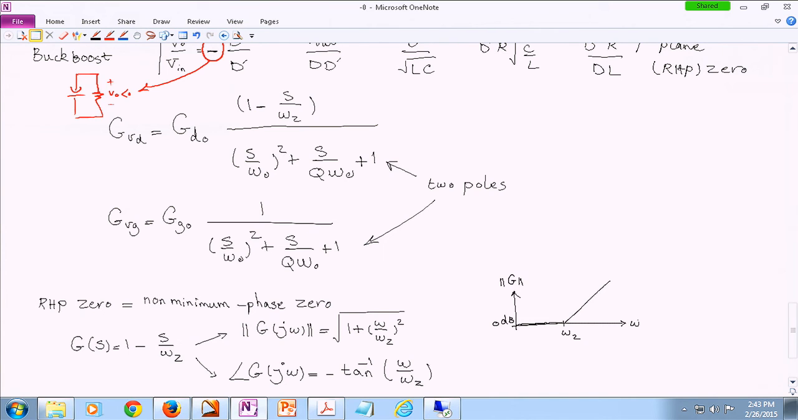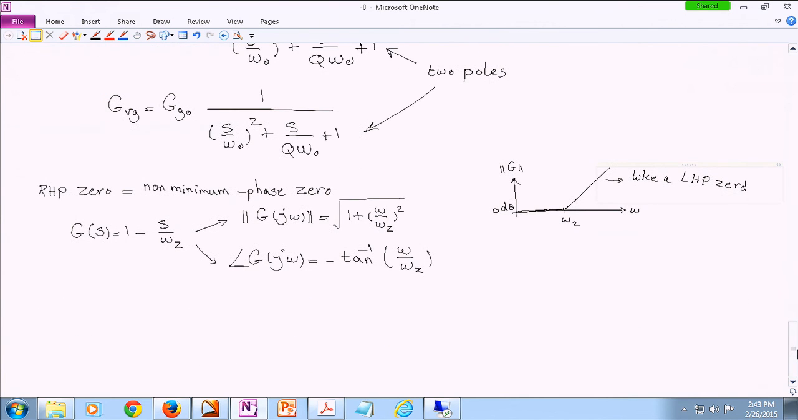At very low frequencies, it basically has a gain of 1 or 0 dB. At high frequencies, it has a gain of 1 over omega z, something like that. And this is pretty much like a right half plane 0, exactly the same behavior. I'm sorry, like a left half plane 0. However, if you look at the angle, it behaves like a pole.